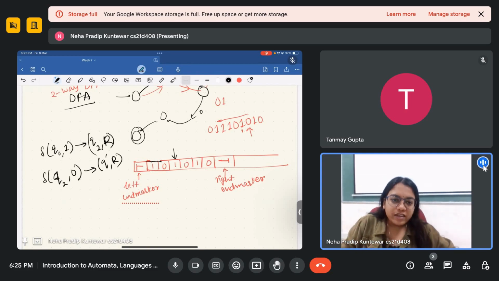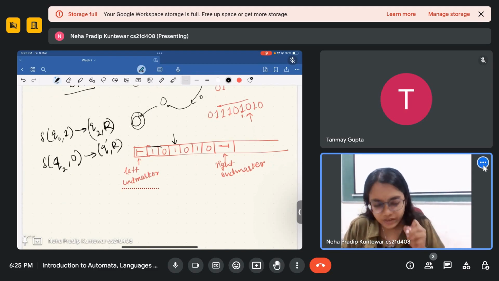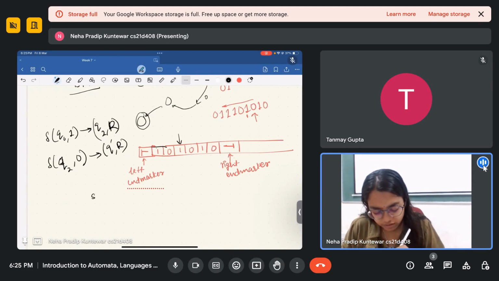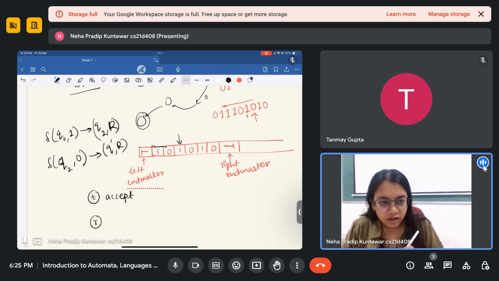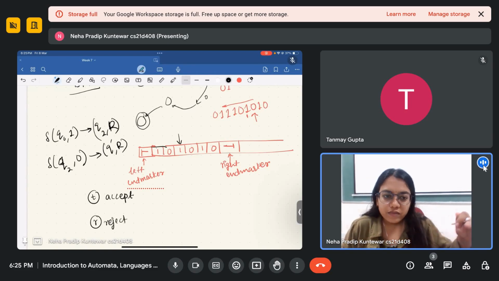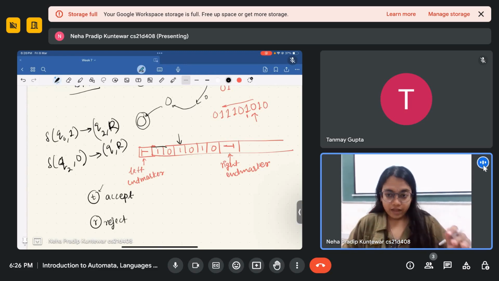But then how do we decide when to accept? Because it could just keep on going to the left and right and never even accept. So for that, we have a special state which is called S. This is the accept state. Okay, I'll call this T maybe. And there is a special state called R, which is the reject state. So if ever while doing these transitions you reach T, even if you just touch T, you're going to accept the string. And if you ever touch R, you're going to reject the string.